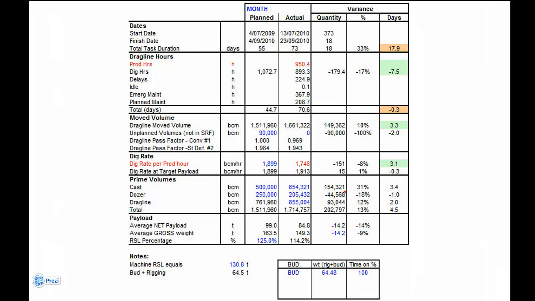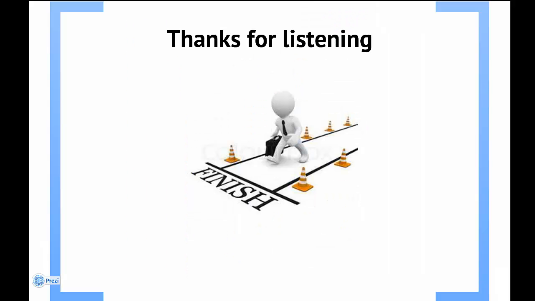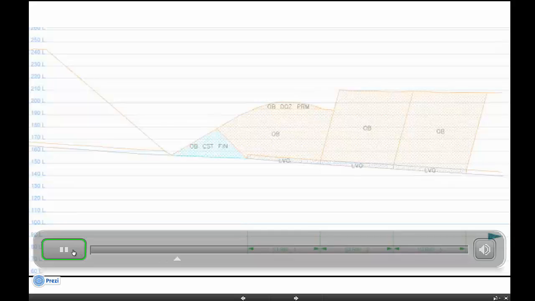Here's just another example of a reconciliation. We've just got a question here to go back to the dragline section. So I'm hoping that it's not too laggy.